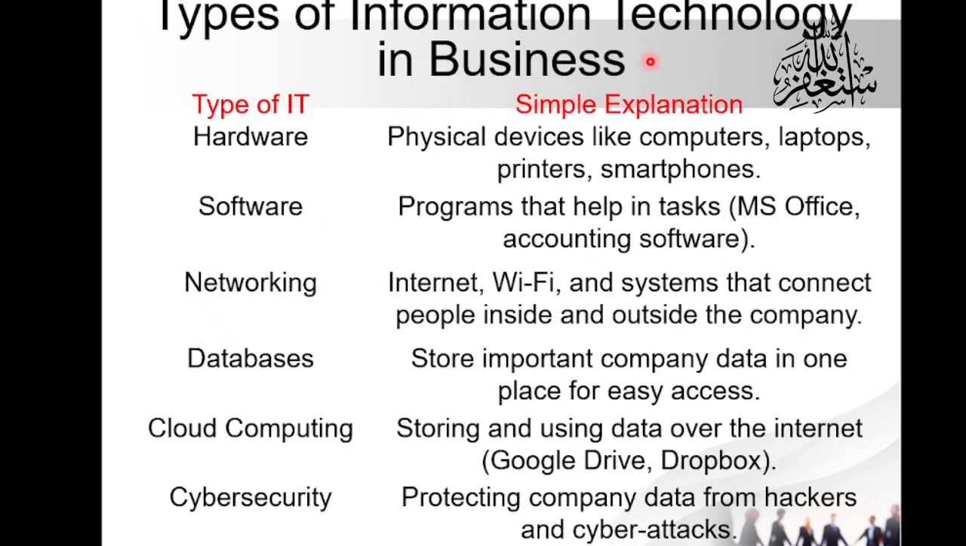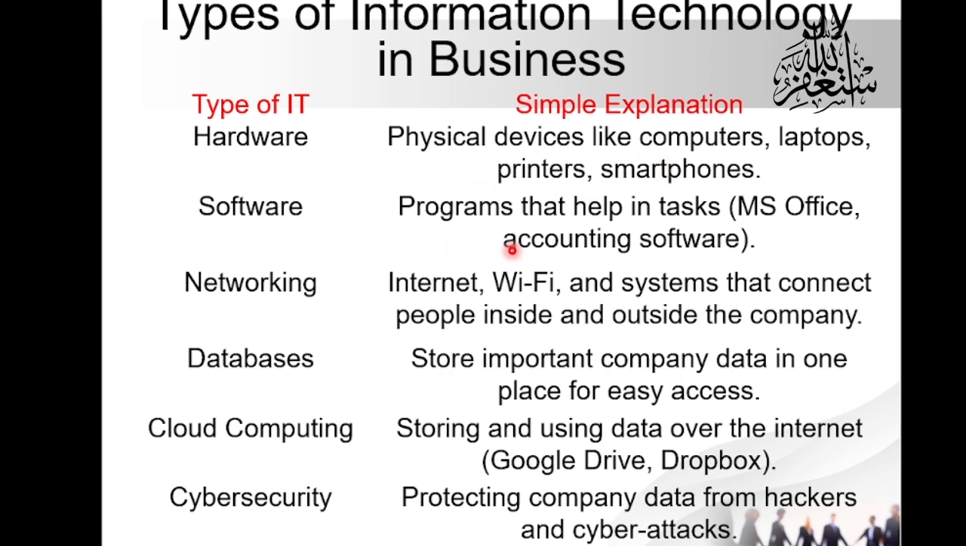Now, the types of information technology in businesses. We have hardware, software, networking, databases, cloud computing, and cybersecurity. Let's talk about the hardware. It means physical devices like computers, laptops, printers, and smartphones. Hardware means we have a physical form.